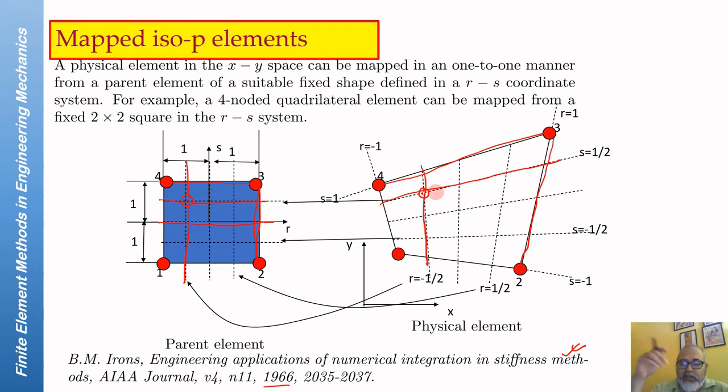For different other cases, we can have other kinds of parents defined. So we will see what is the advantage of defining a parent. The advantage of defining a parent, in short, would be that the domain of a parent is fixed. It's always 2 cross 2.